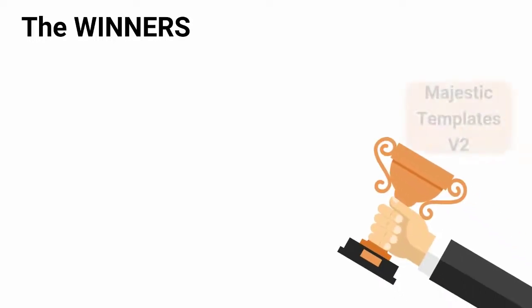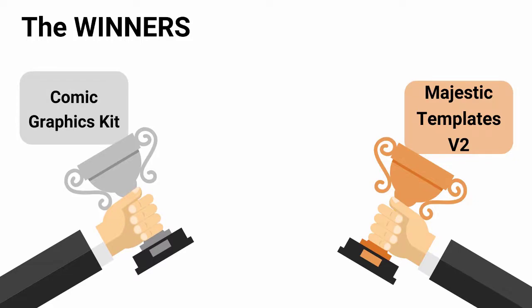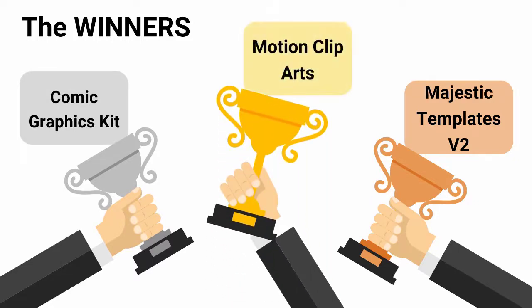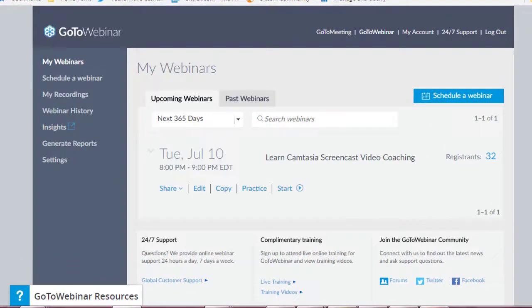All right, so the winner in third place is a set of PowerPoint video templates called the Majestic Templates version 2. I'll show you what those are. Also, one that was fairly recent called the Comics Graphics Kit. And then my biggest winner so far, and this one actually came out at the bitter end of last year, but it's just such a powerhouse, I had to put it on top here. Let's jump out and I'll run these down real quick for you.